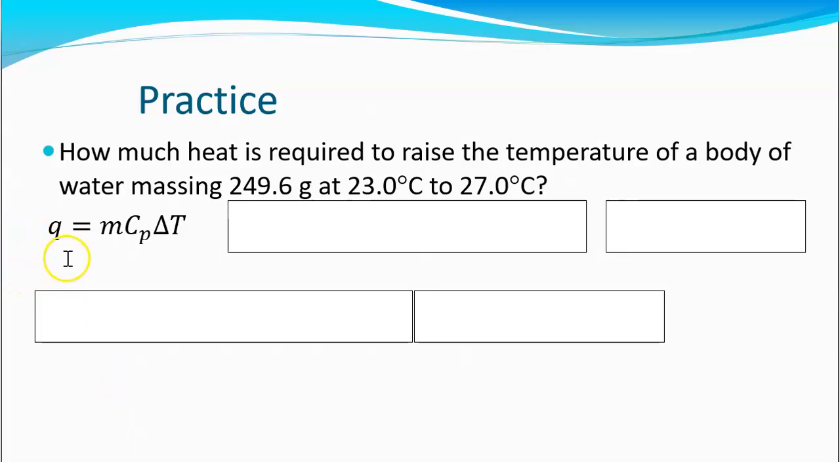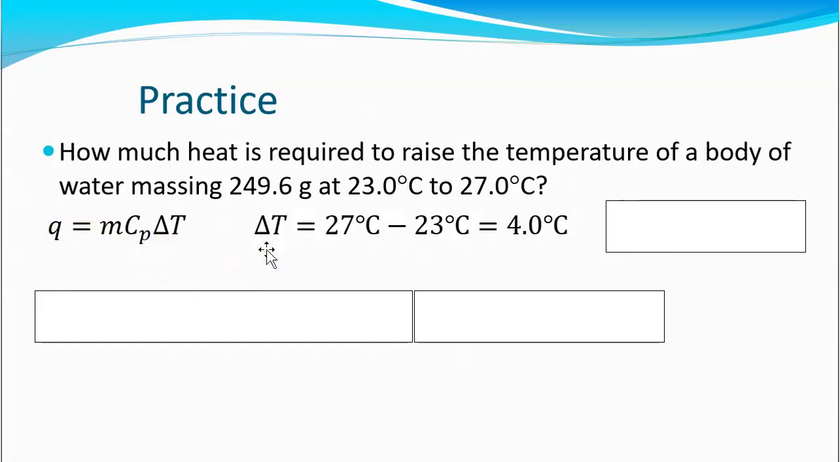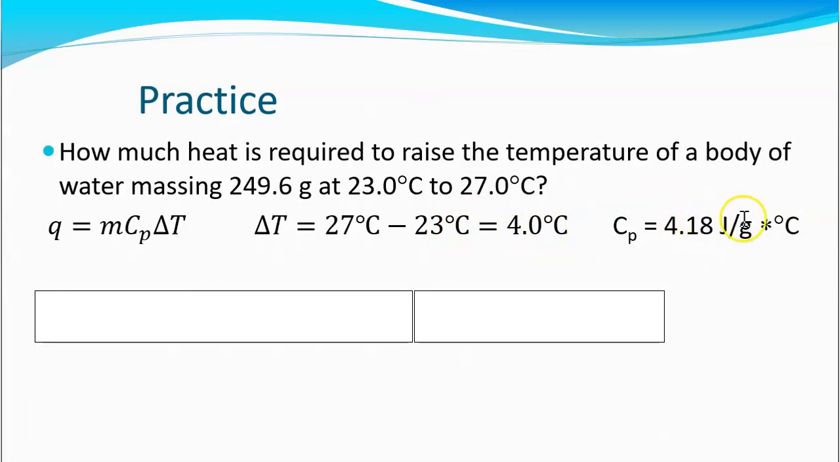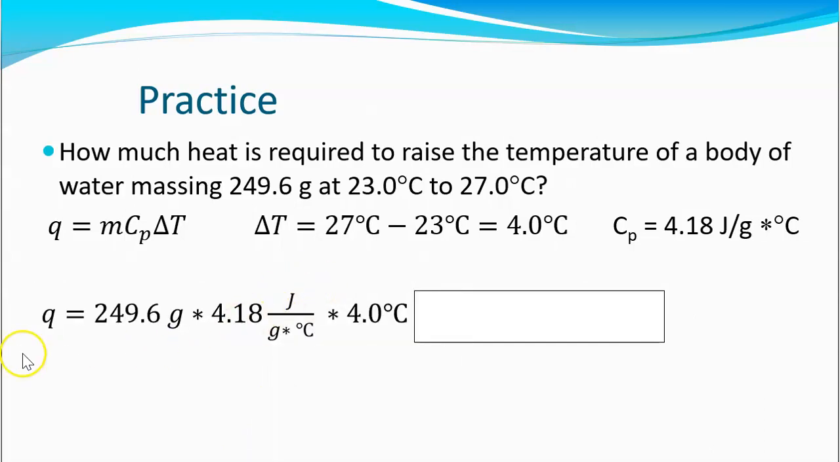So like all math problems, I write it, I solve it, I math it. So I write it down. I find what my delta T is, so final minus initial, 27 minus 23, 4 degrees. And I know the heat capacity of water from the last slide is 4.18 joules per gram per degree. So if I solve this equation for Q, heat, everything's all set up. I just have to sub this in.